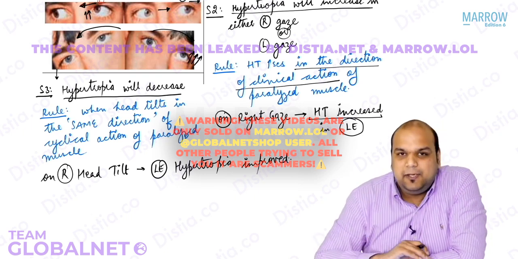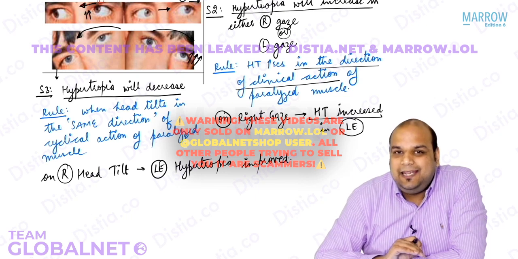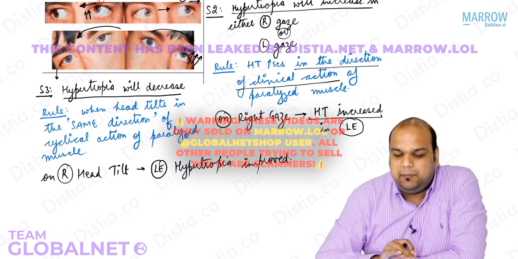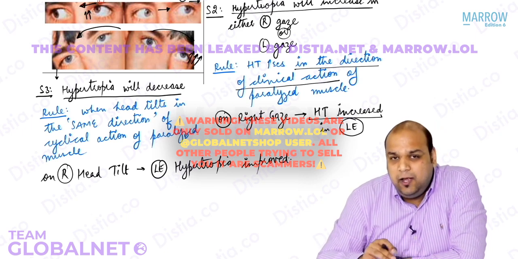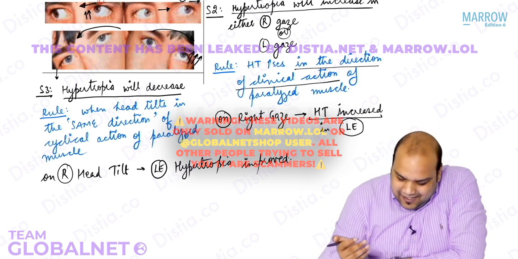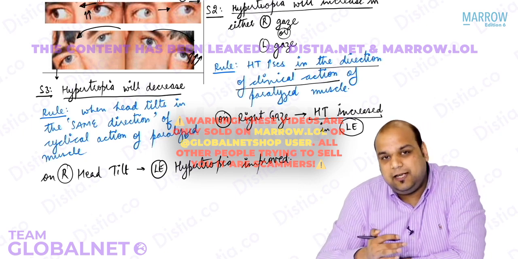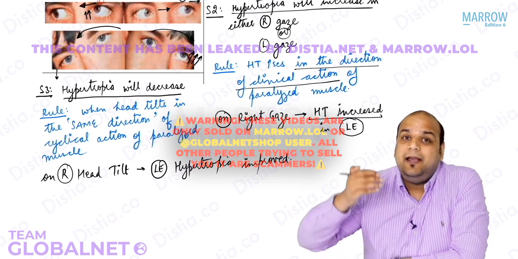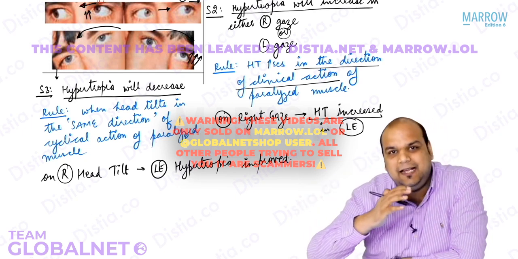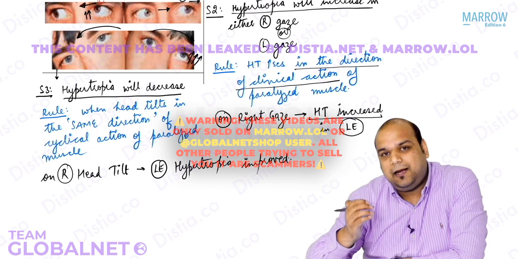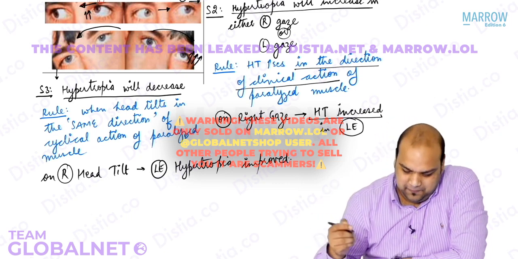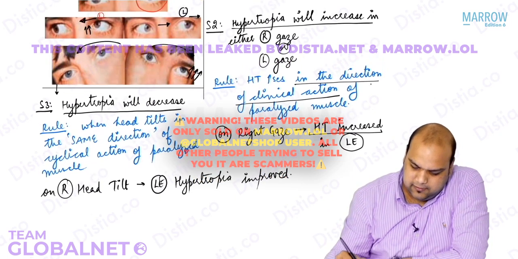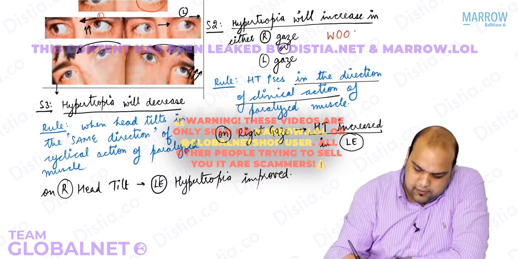This fundamental can be used in diagnosing any of the superior or inferior muscle palsy. All you need to remember is the two rules: in step 2, hypertropia will increase in the direction of clinical action of the paralyzed muscle, whereas in step 3, the hypertropia will decrease in the cyclical action direction of the paralyzed muscle. Okay. For superior oblique, we can remember it simply by a mnemonic. We say VOOG.